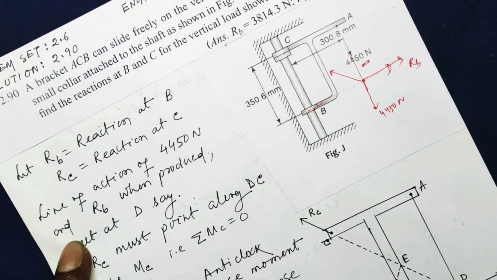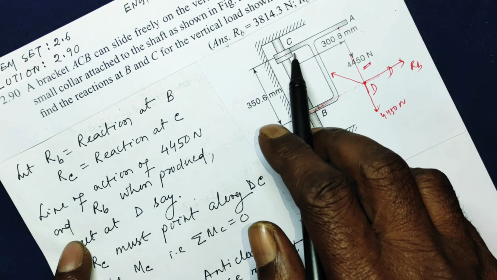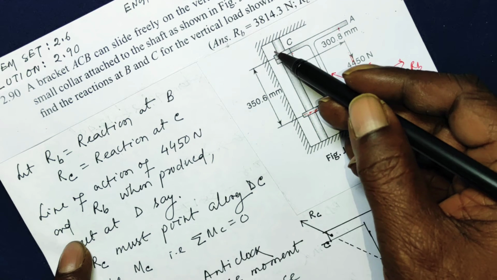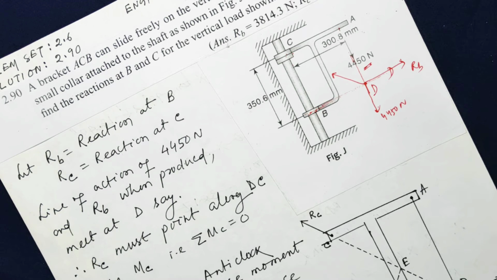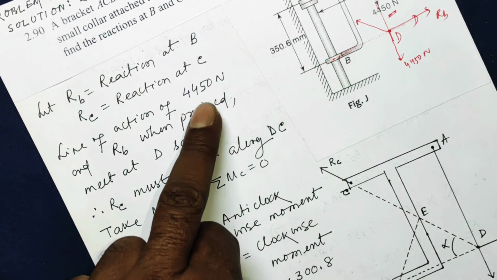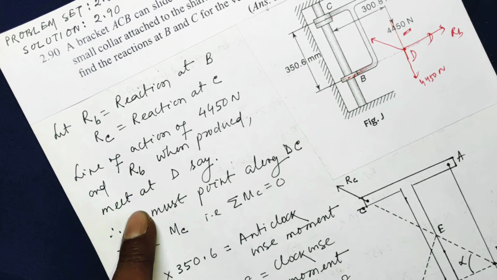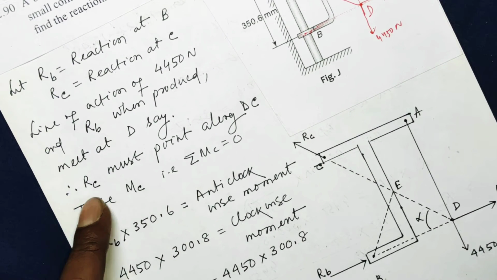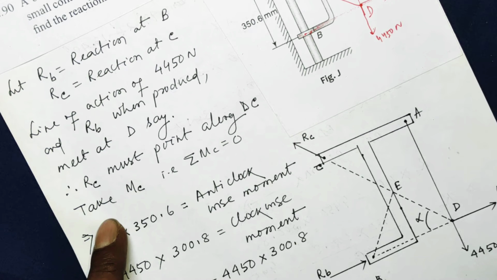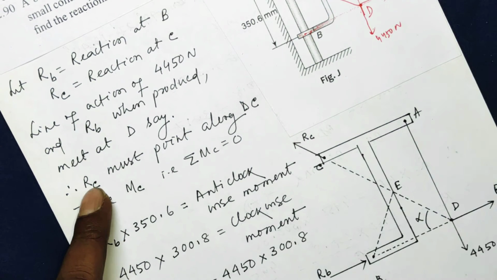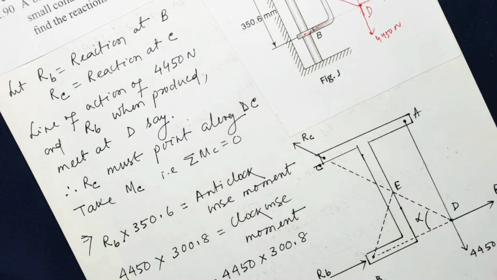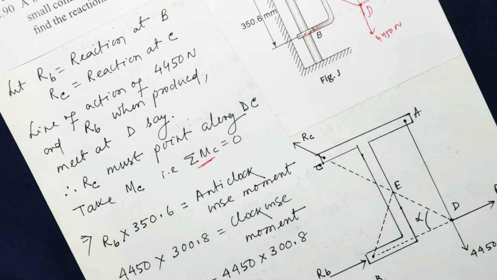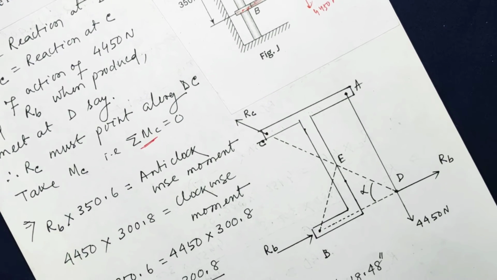So if you call this point D, the reaction at C must pass through the point D and point in the direction DC. That I will show in a different diagram. So the lines of action of 4450 Newton and the reaction B, when produced, meet at point D. Therefore RC must point along DC, from D to C. The reaction force at C must point that way. Now let us take the moment of the forces about point C.